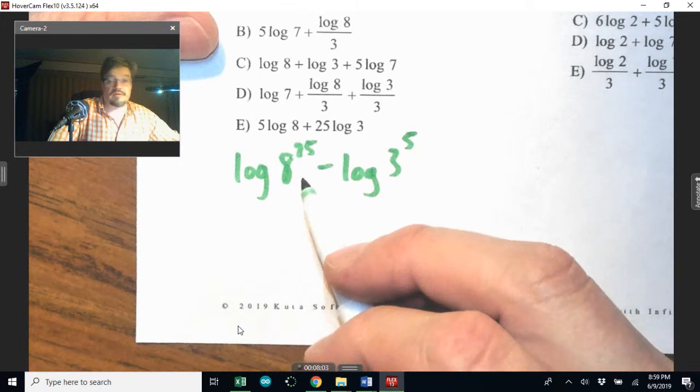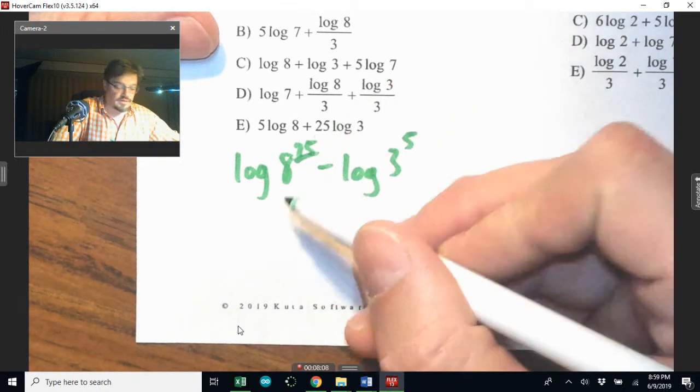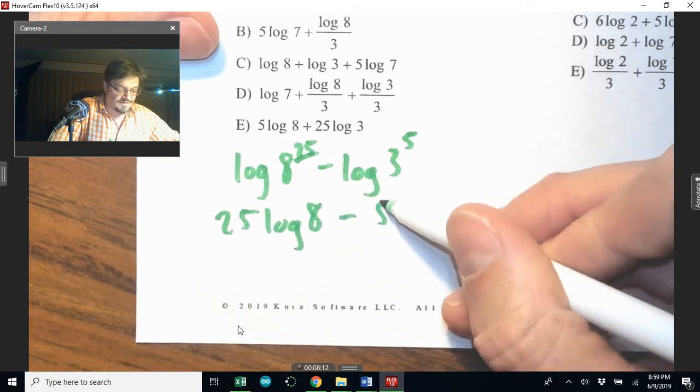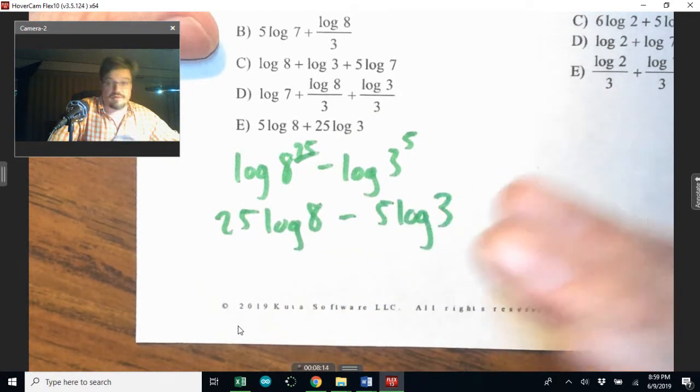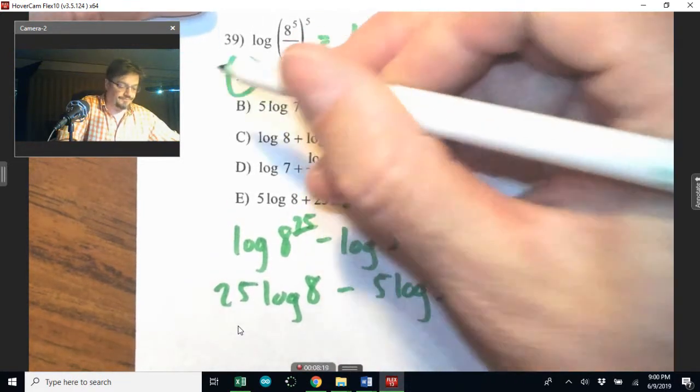Now we can use the third rule, which says that whatever exponents are inside a log can actually go to the front. So we get 25 log of 8 minus 5 log of 3. And there's just nowhere else to go. It's completely expanded. So it looks like that would be A.